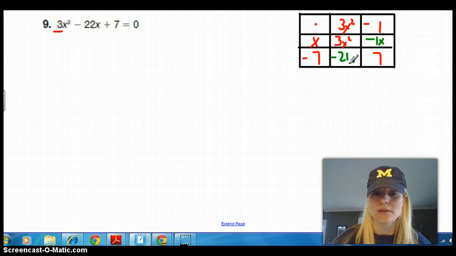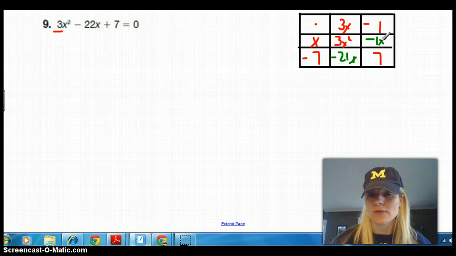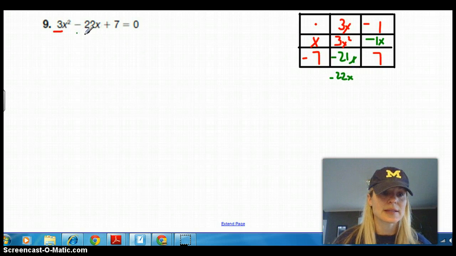I realized I made an error here. This shouldn't be x squared because that would make it x cubed. It should just be x, right? So that's 3x times x is 3x squared, right? So then if I look here and add these up, negative 21x and negative 1x would give me a negative 22x. And then is that what I need? Yeah, I needed a negative 22x.